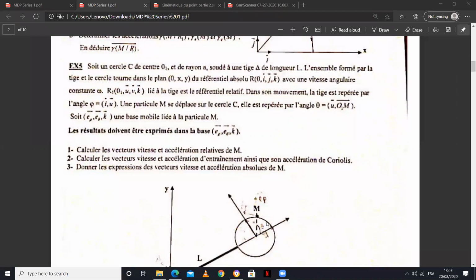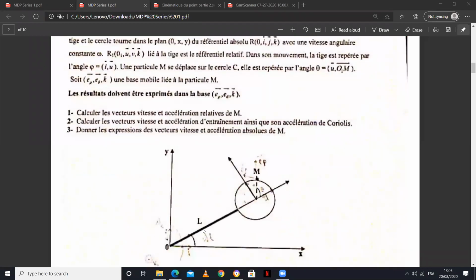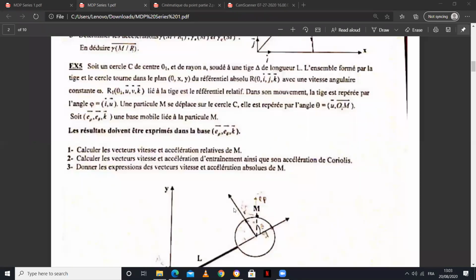Soudé à une tige. So soudé means it's welded or connected to a tige. A tige is this line there. A tige is just like a pipe or a cylinder or something. We call the tige delta. The length of the tige there is L.